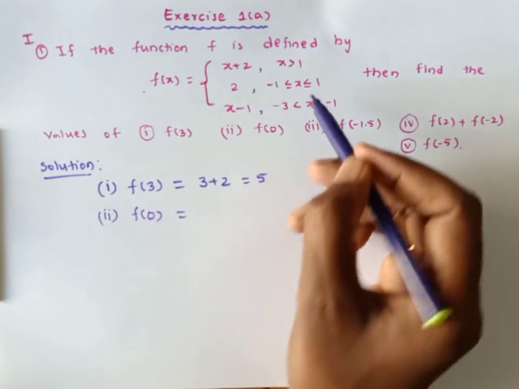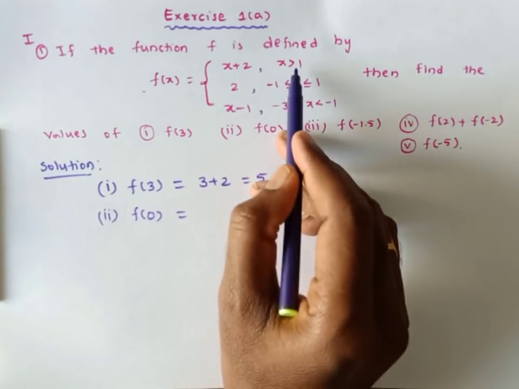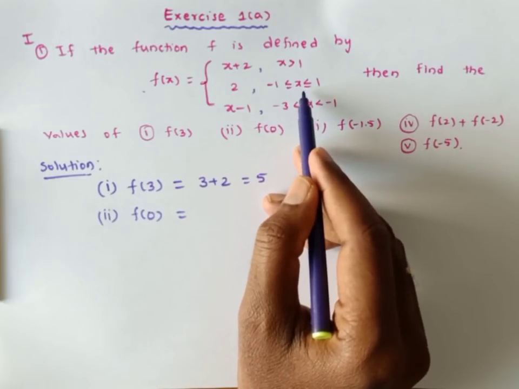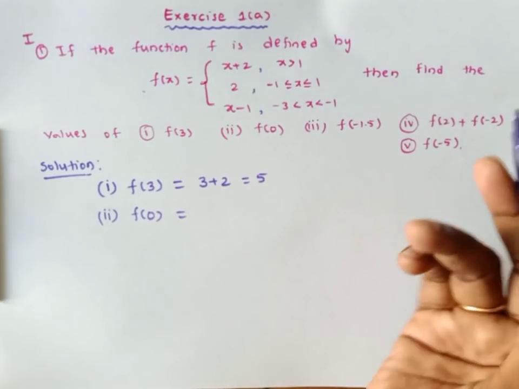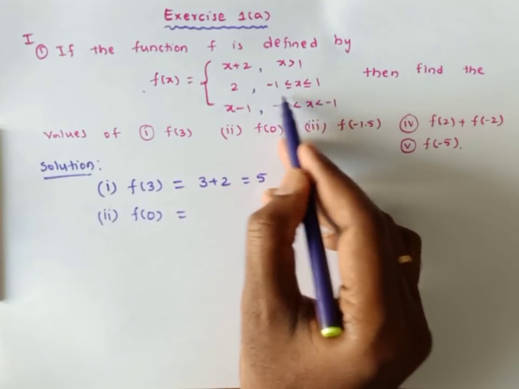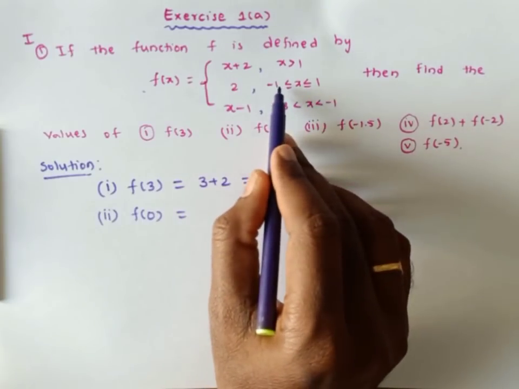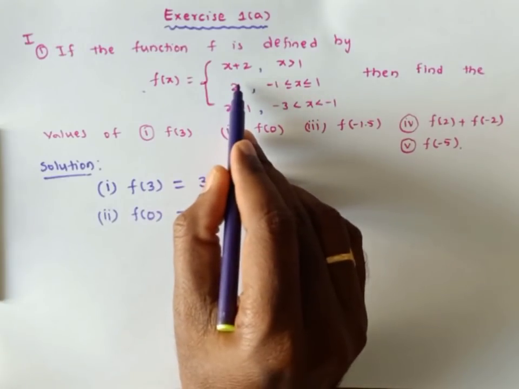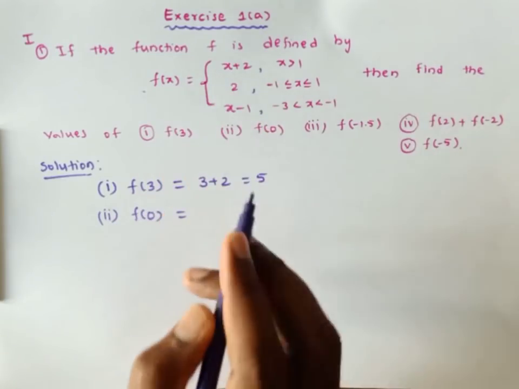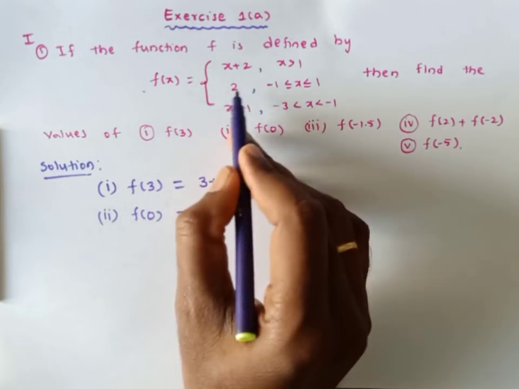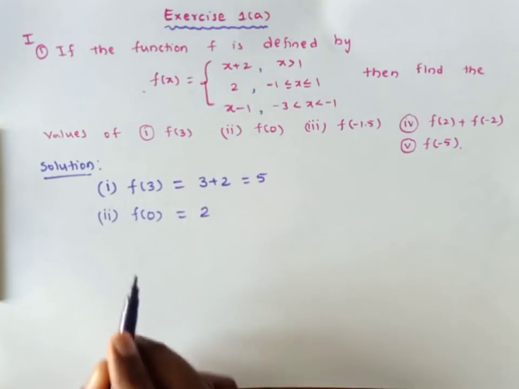Find out where f of 0 lies. More than 1? No. Between minus 1 and 1? Yes, there exists minus 1, 0, then 1, right? So 0 lies between minus 1 and plus 1. If the value of x is from minus 1 to plus 1, you need to use this function as 2. So it is directly a constant function. No variable is present here, therefore it is directly 2.